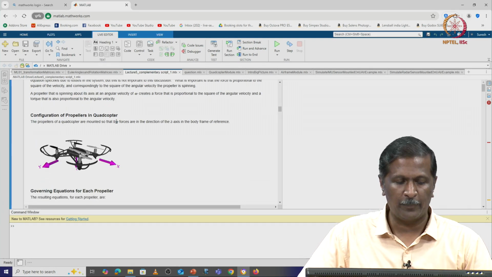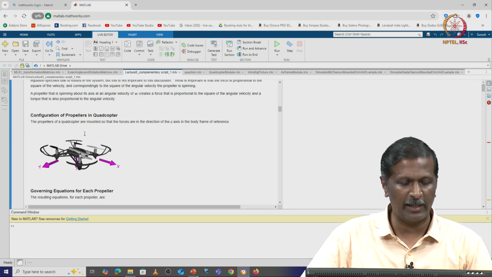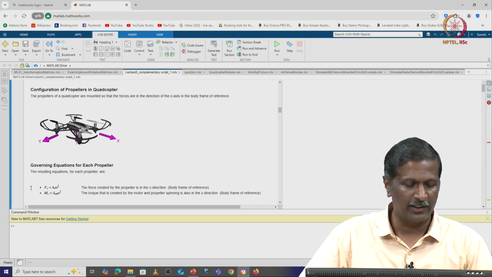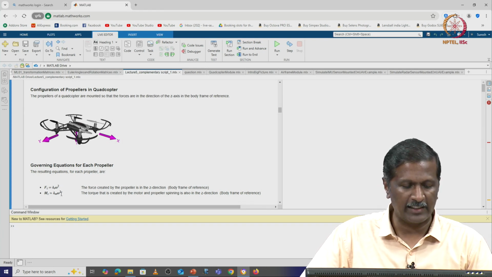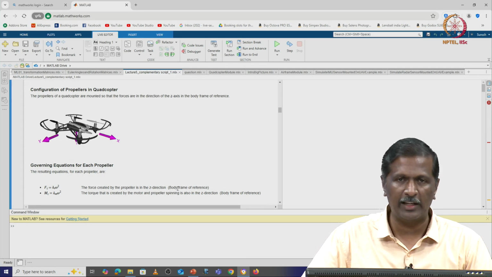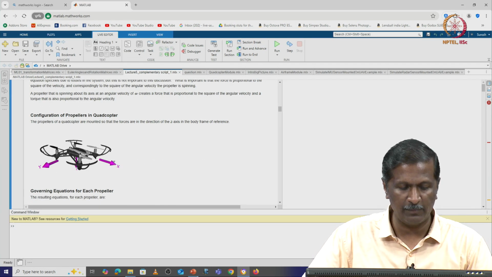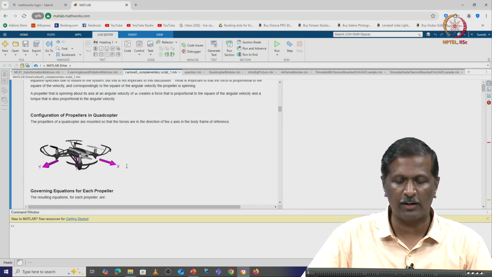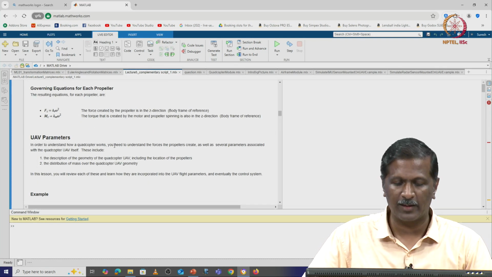Now, before we go, we have to do configuration, right. What is the type of configuration we are looking at? The force, which is thrust, which is acting on is k times omega square. The torque which is acting on is again another constant times omega square. So, we get those informations directly, and we define the body coordinate system x, y and z, z is downward, right. Then we talk about UAV parameters, right.